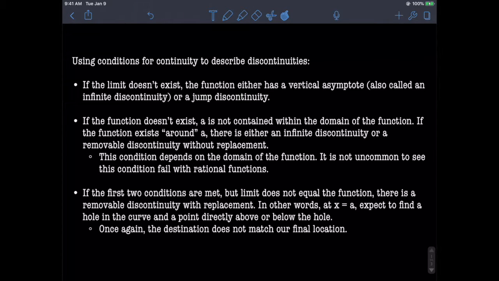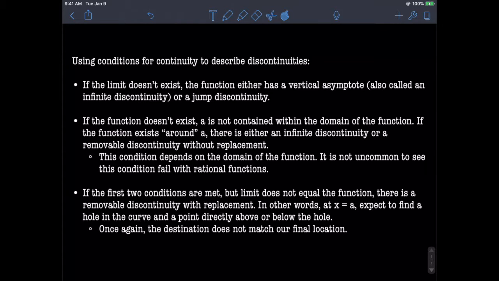Next, we want to know what happens when the function doesn't exist. This means that the value for x is not in the domain of your function. Now, if there aren't any other points around this value that also aren't in the domain, then what we have is a removable discontinuity without replacement. This will result in a hole in the graph, and we usually have these when we have rational functions.